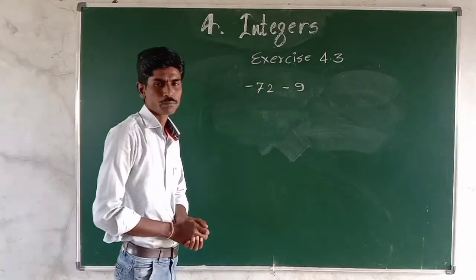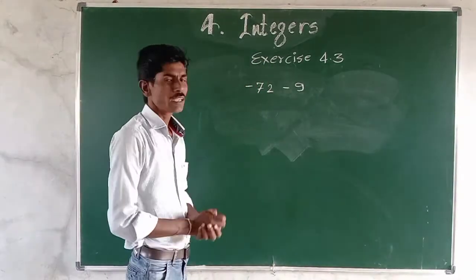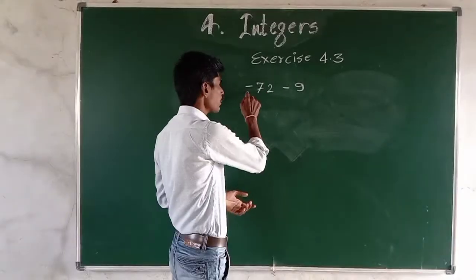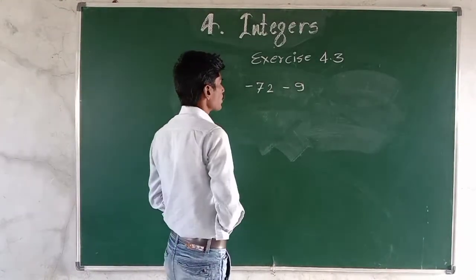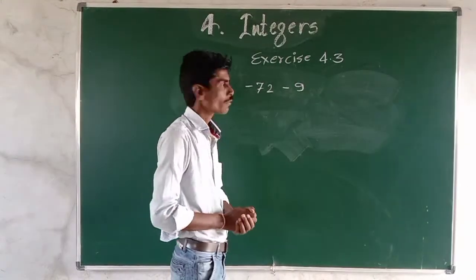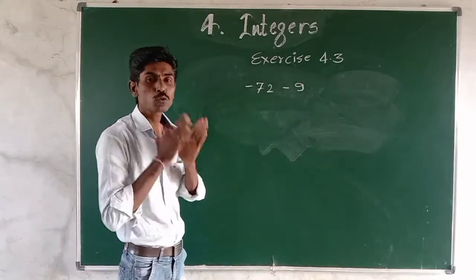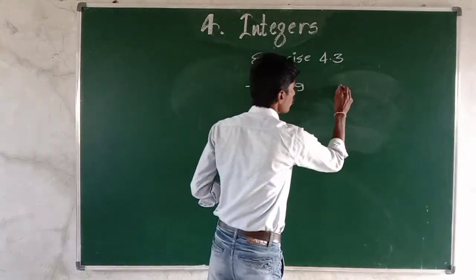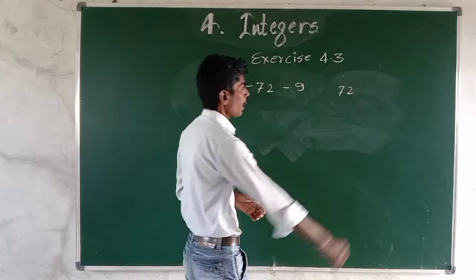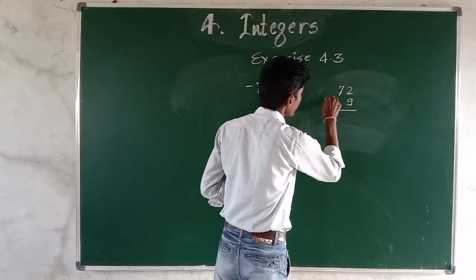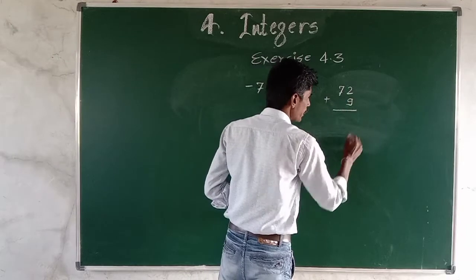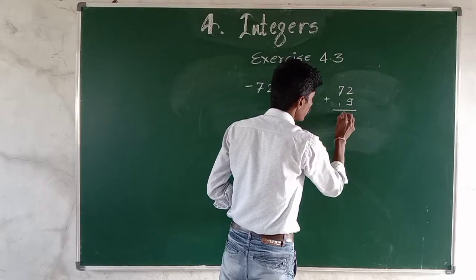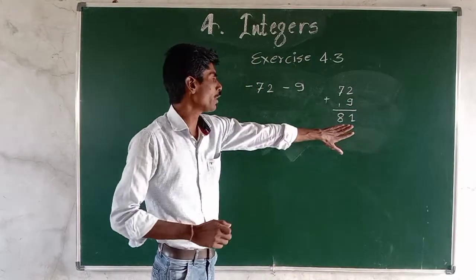So remember that in this case this 9 has a minus sign, and this 72 also has a minus sign. So how to solve it? In this case we have to do the addition of these two numbers. So 72 and 9, you have to add them. 2 plus 9 is 11, and 7 plus 1 is 8, so 81 is the answer.